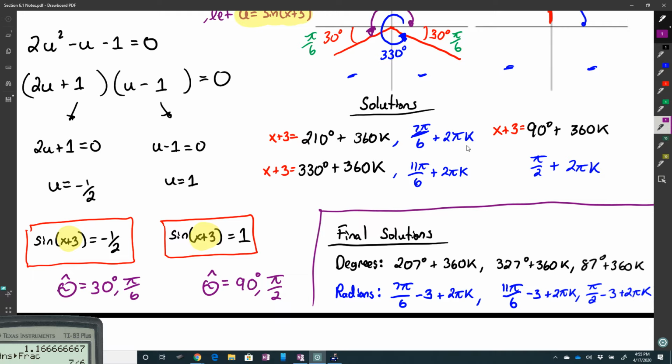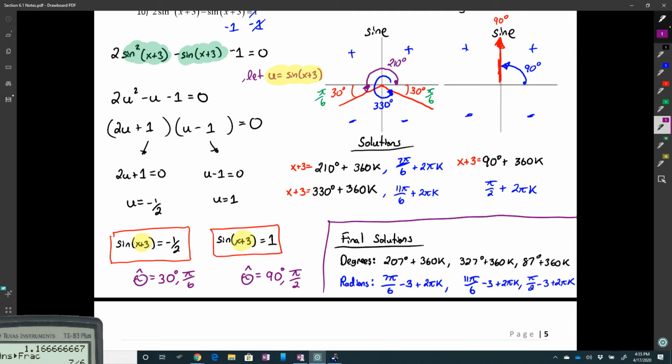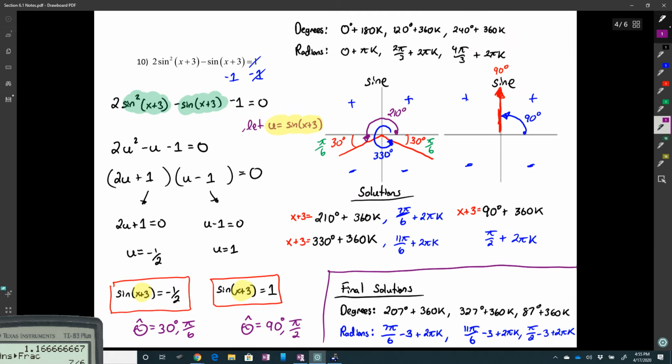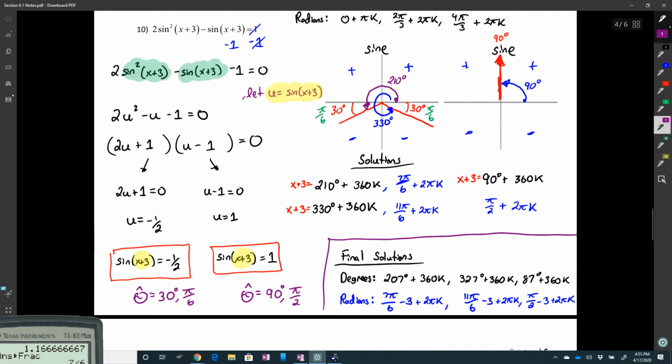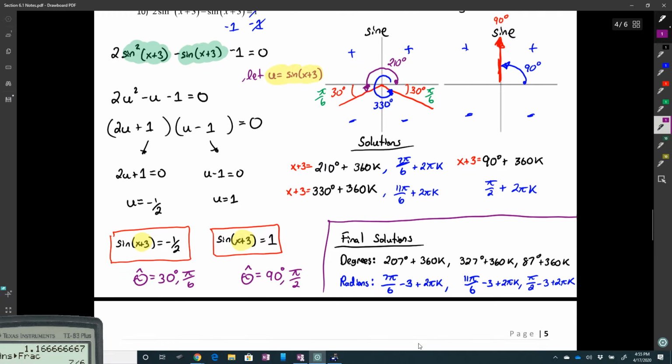All right, so that one was a toughie. It started out being a quadratic in disguise. We factored it. We ended up with two different answers. One is sine equals negative one half. When does sine equal -1/2? And when does sine equal 1? Well, you write it out. You can use the unit circle to figure out where your answer should be. But don't forget that the inside was x plus 3. So it's really the inside equals all those answers. And so at the very end, you had to subtract 3 from everything.